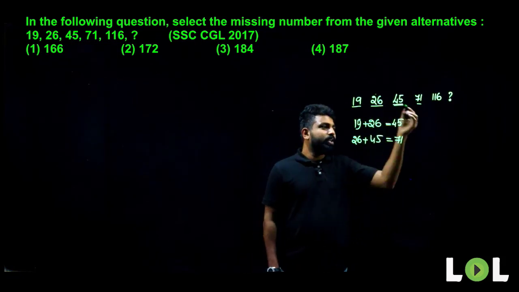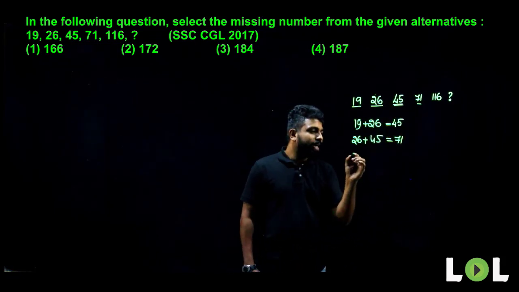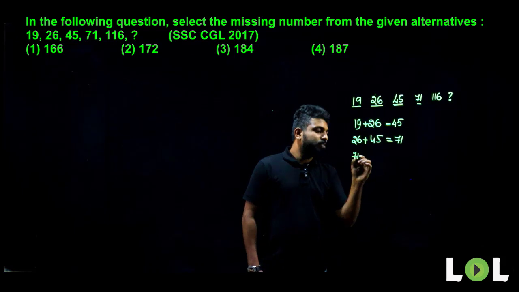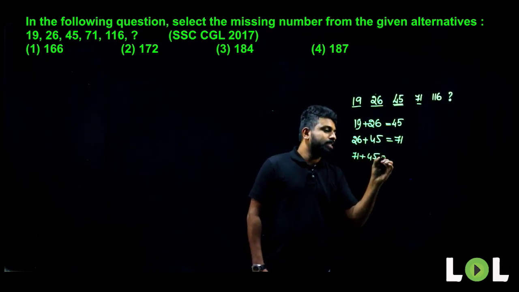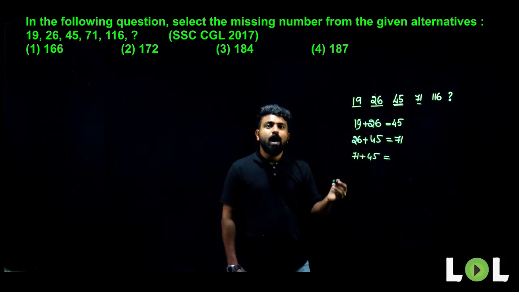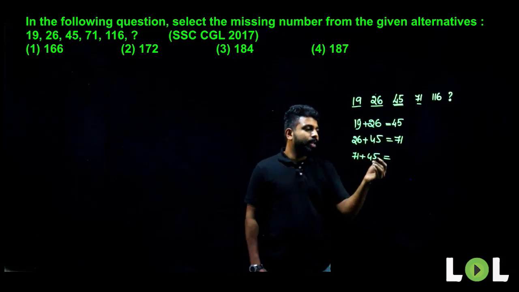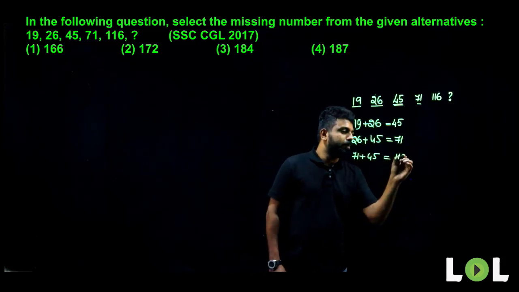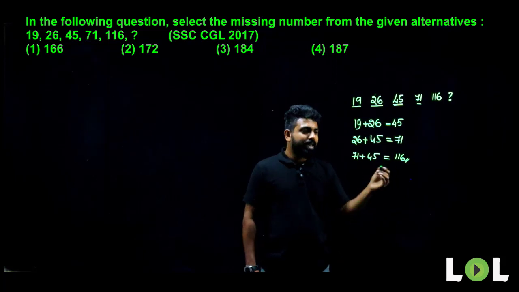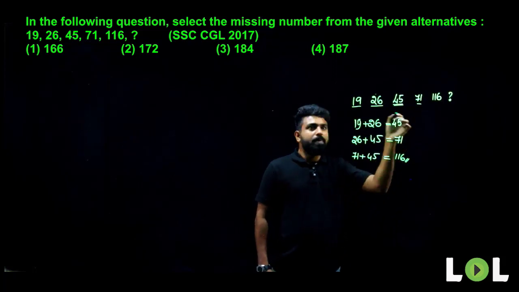Let me cross verify it once again. Now how do I do that? 71 plus 45. What do I get? 71 plus 40 gives me 111. So 111 plus 5 gives me 116. Meaning my logic here is correct. It is the sum of previous two terms.